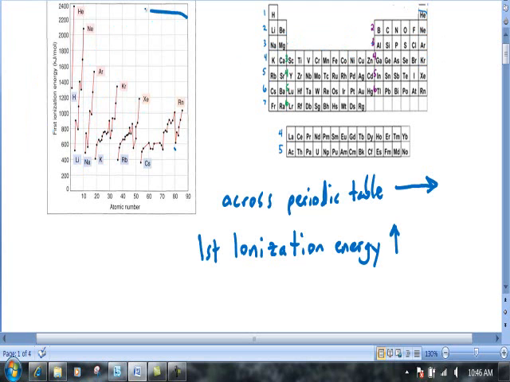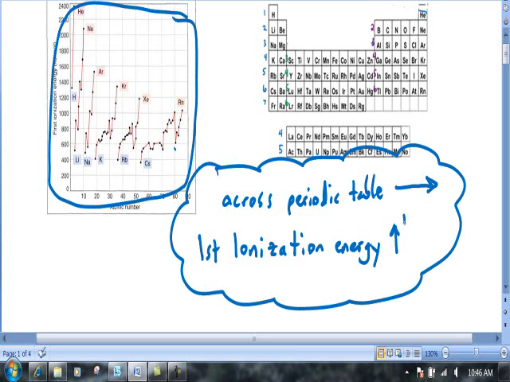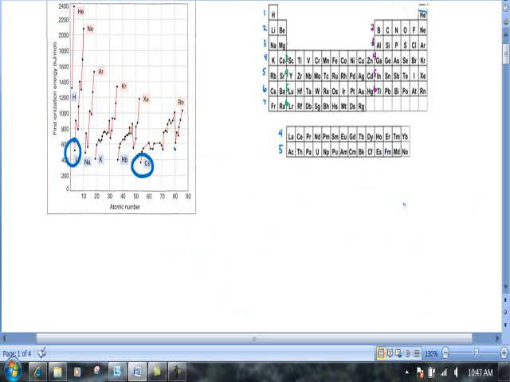The general trend we can see from all of our first ionization energies is that as we go across the periodic table, the first ionization energy is going to increase from element to element as we move across the periodic table.